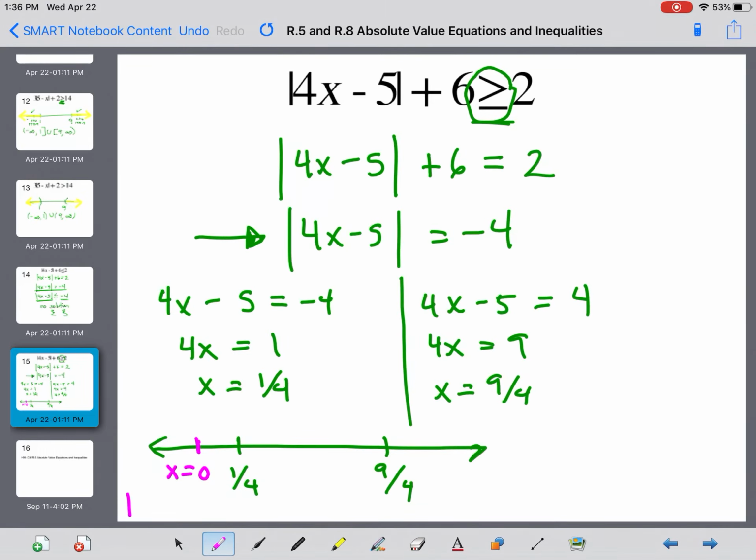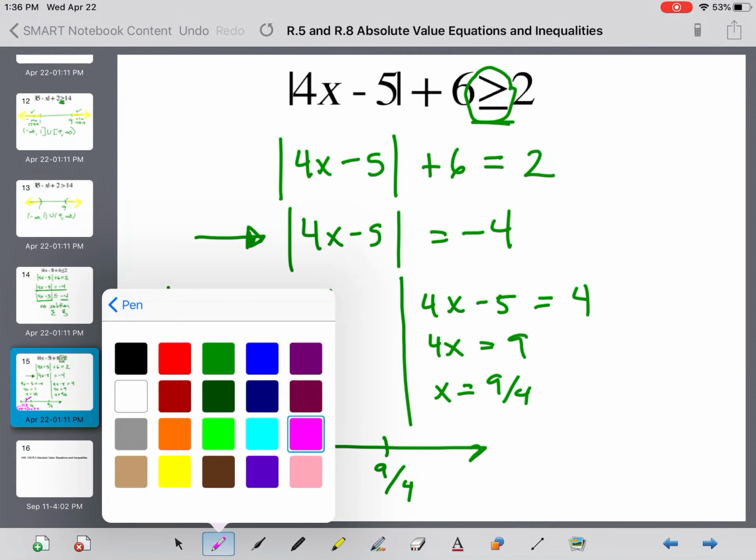Go back to your original problem. Is the absolute value of 4 times 0 minus 5, plus 6, greater than or equal to 2? Let's see what happens inside the absolute value. That's going to clean up to give me positive 5, and 5 plus 6 most definitely is greater than or equal to 2. So that interval works.